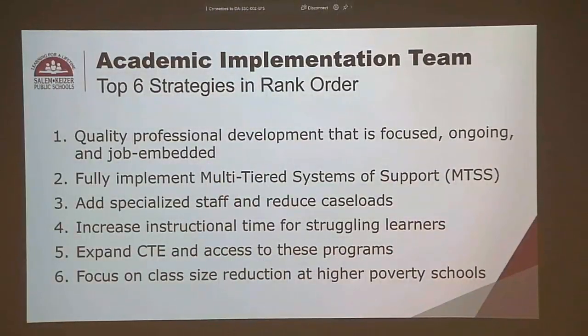Okay, so the top strategy that was rank ordered by the implementation teams related to academic work is providing quality professional development that is focused, ongoing, and job embedded. And that links closely to the research for what we know about adult learners: a one and done training doesn't work. It's hard to go to a training and then implement that back in the classroom or back in your school-based team. And so ongoing job-embedded professional development is key.